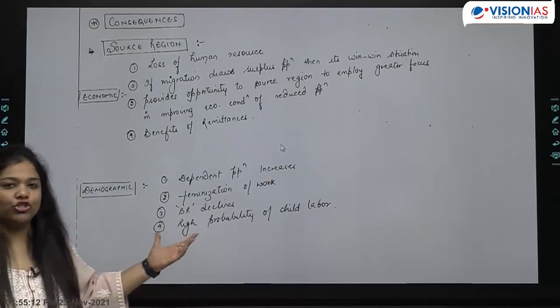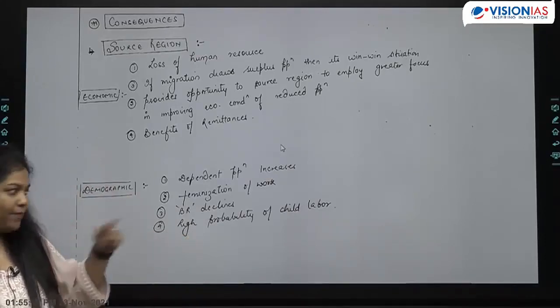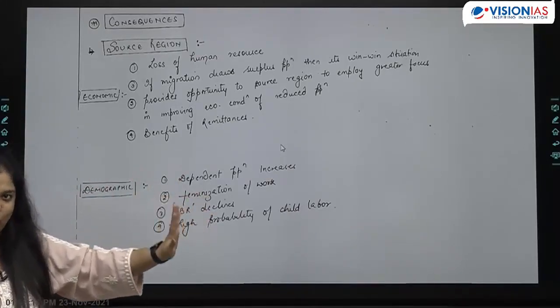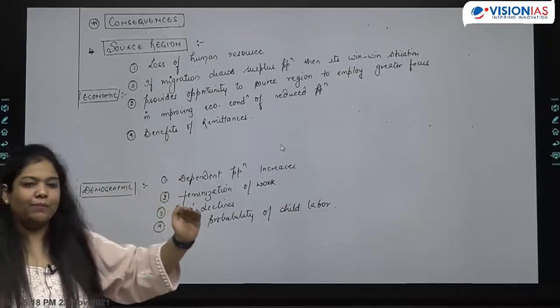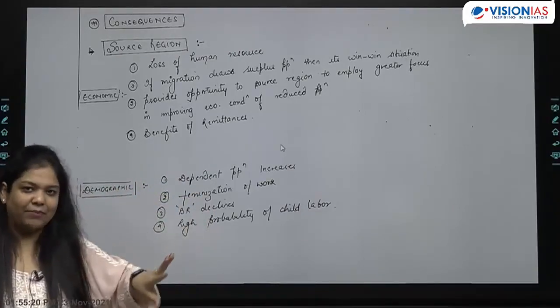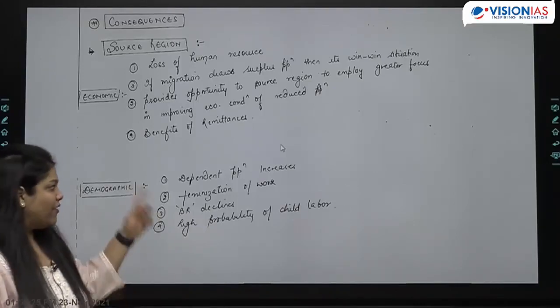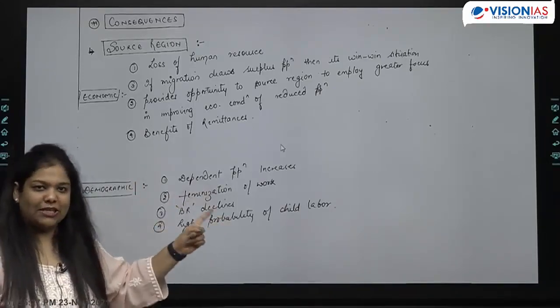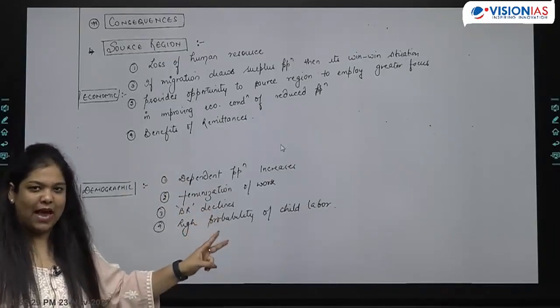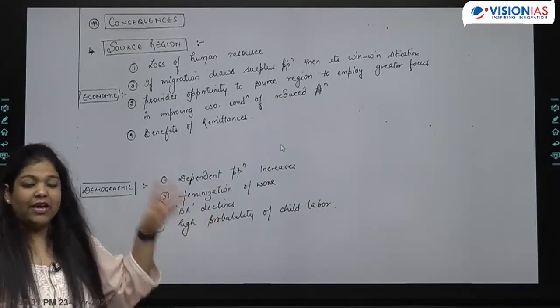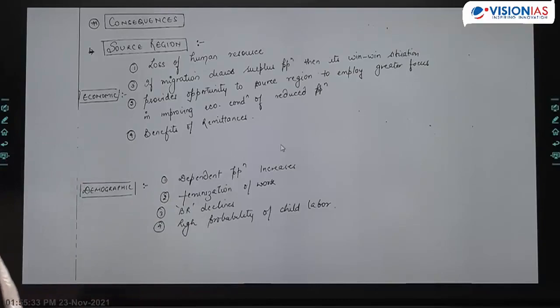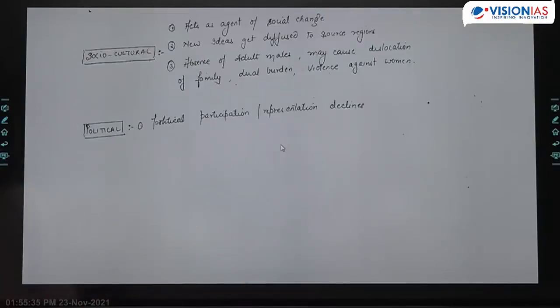Then demographic consequences in the source region. Often it happens that the male is migrating, and even if the male specifically is not migrating, the family is migrating, so often the older people are left behind, right? So in every which capacity, dependent population is increasing, feminization of labor is happening, birth rate is declining, incidences of child labor are increasing, so all of that can be written.